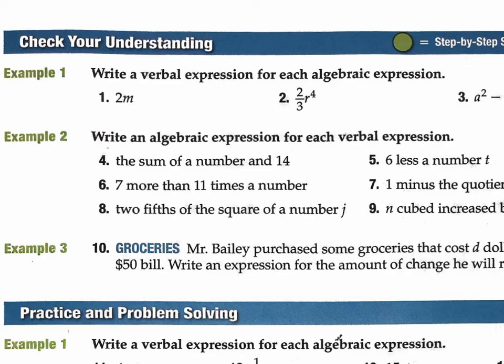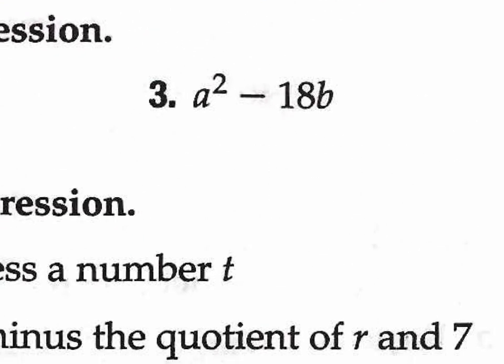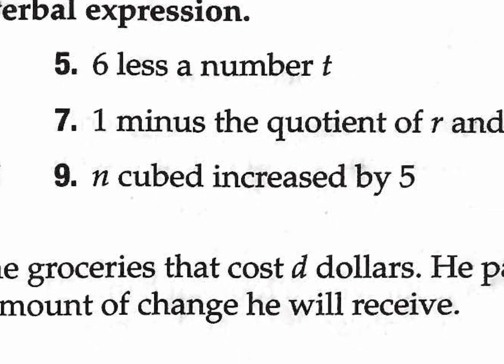Okay. So number 3 right here, I would put. Okay, number 3 is a little ridiculous. Let's skip number 3. Let's start with number 5. Okay. We're doing the odd ones. So 6 less a number t. Now it doesn't say less than. That's a really tricky one. Unless it says less than, that's when you switch.